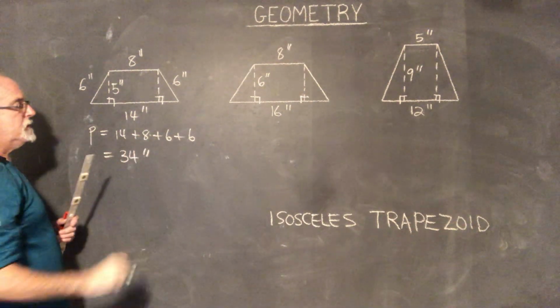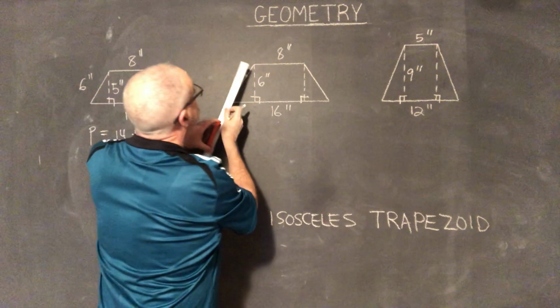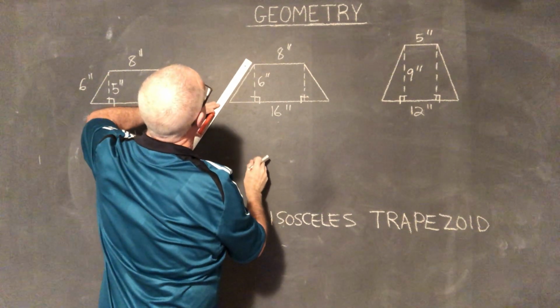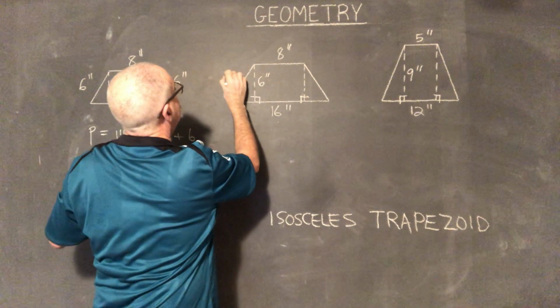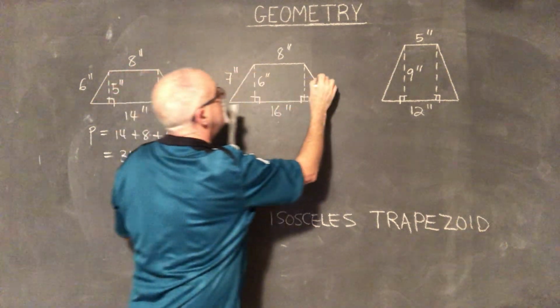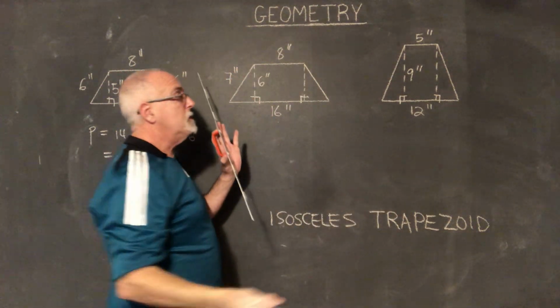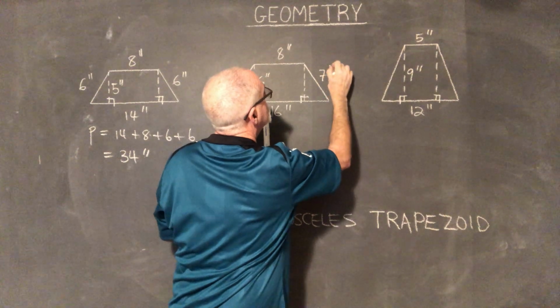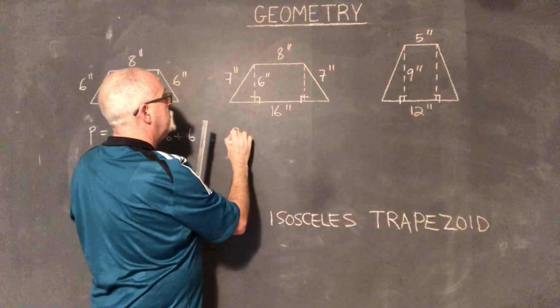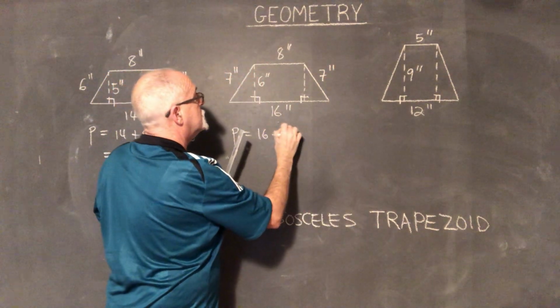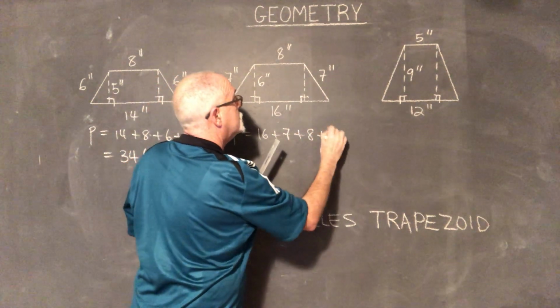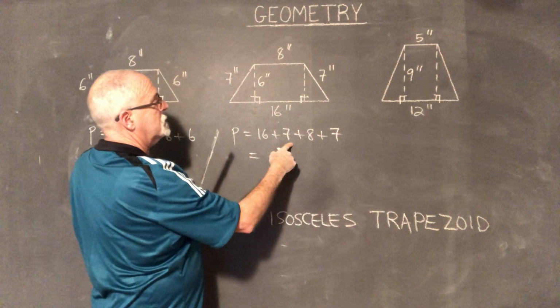inches. I can use that inch symbol. Here, how long is this? That's right about 7 inches. Convenient. And this one, I'm not going to measure it. I know it has to be 7 inches, so I'm going to put 7 inches. So we have a perimeter of 16 plus 7 plus 8 plus 7, which is 23, 30, 38.